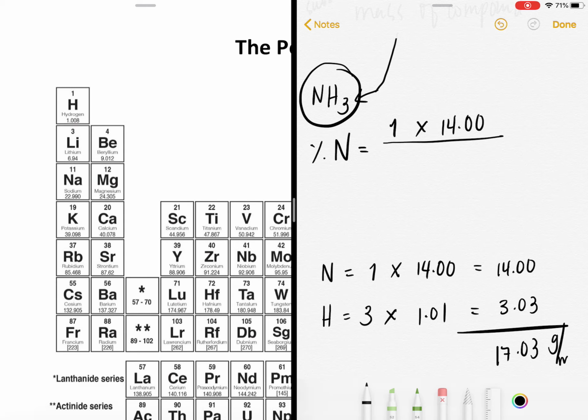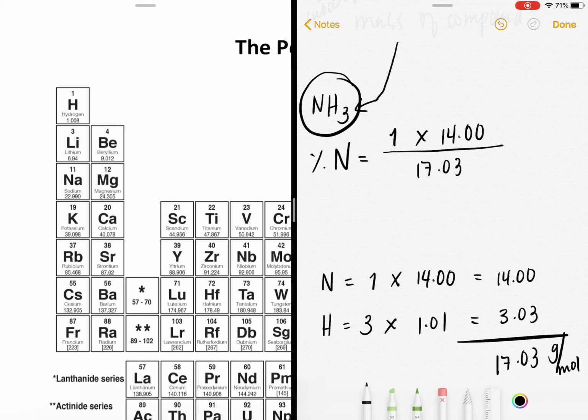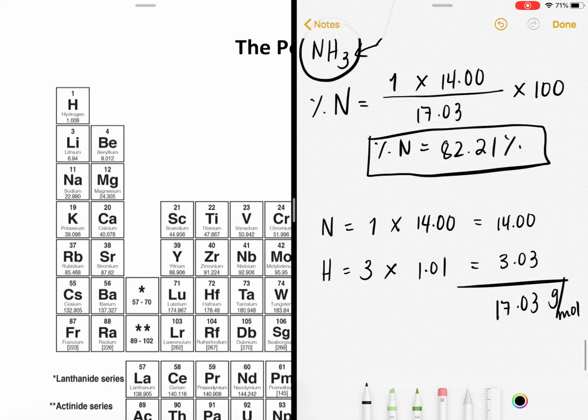Anong unit ng molar mass? It's gram per mole. Pero take note kasi gram per mole din naman ito. So, kung ilalagay mo dito sa baba, 17.03 gram per mole, magka-cancel lang yung ating units. Kaya minsan hindi ko na nilalagay kasi parang para hindi masyadong occupado yung space. Okay? Kasi magka-cancel naman yung units times 100. So, input this in your calculator. So, 1 times 14 divided by 17.03 times 100. Do not forget the times 100. So, the percent nitrogen is equal to 82.21%. 2 decimal places lagi kapag percentage.